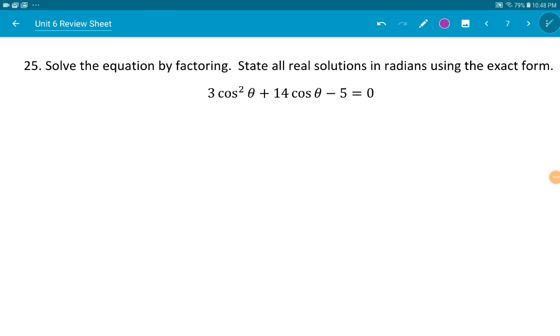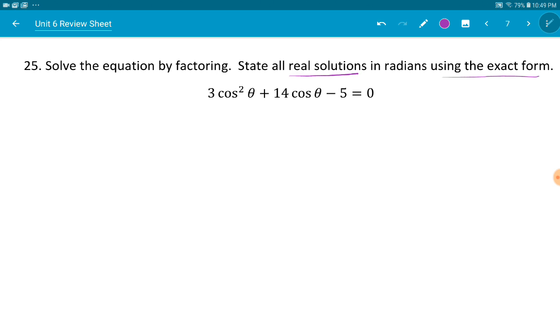We are going to solve this equation by factoring and solving for all real solutions, which means we're going to take the entire unit circle plus 2 pi period for every solution we find in radians, and try to use the exact form when possible.